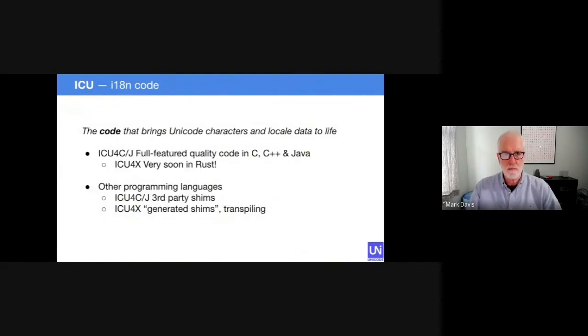The third big project in Unicode is ICU. And ICU is a set of code libraries that are high quality, full featured. They expose the capabilities that are in the Unicode standard, the characters, the properties, and the behavior or algorithms, and also the CLDR data. So they build on both of these. ICU is available in C, C++, and Java, and very soon will be available in Rust. It can be accessed from other programming languages with ICU for C and J with three third-party shims. And with ICU for X, there's an easy mechanism for generating shims, essentially, and for transpiling.